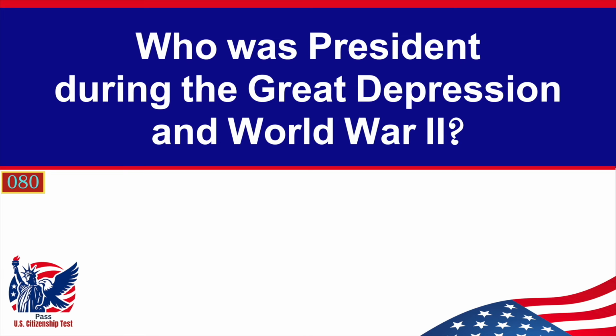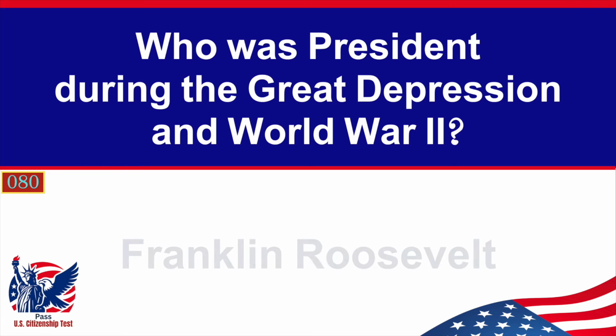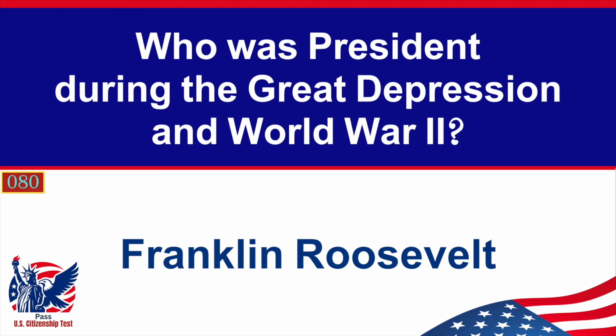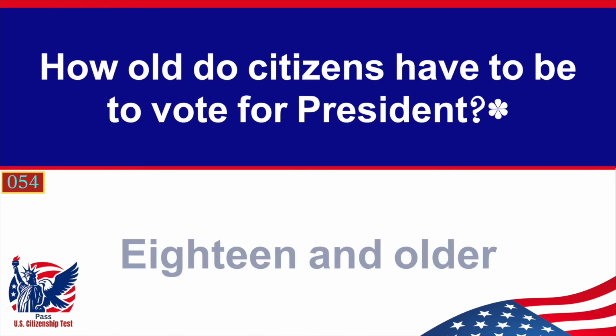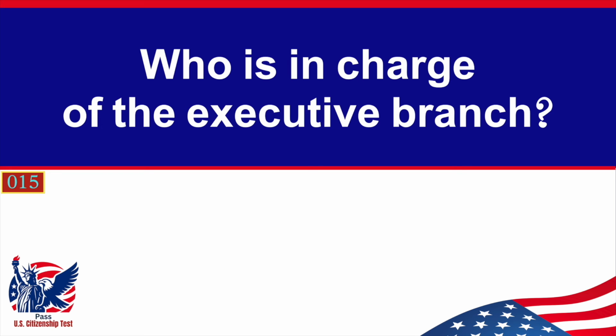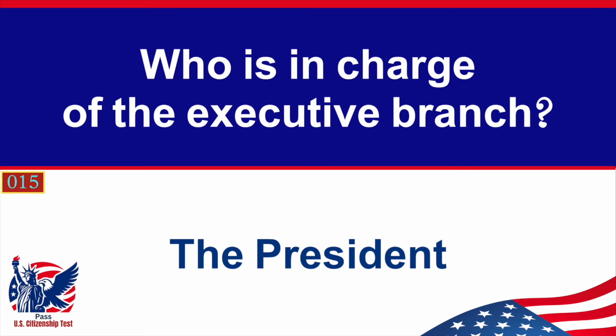Who was president during the Great Depression and World War II? Franklin Roosevelt. How old do citizens have to be to vote for president? 18 and older. Who is in charge of the executive branch? The President.